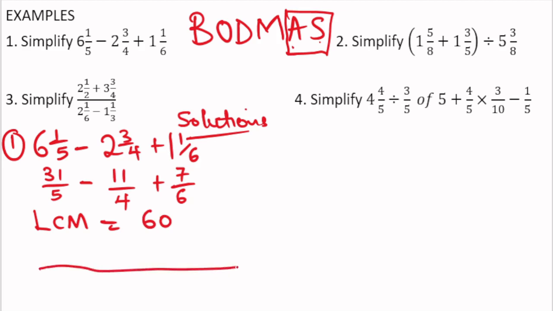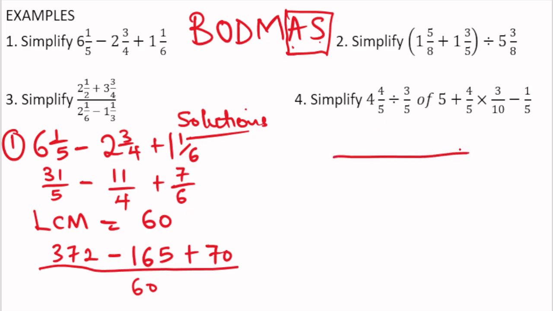So, all over 60. 60 divided by 5 is 12. 12 times 31 is 372, minus 60 divided by 4 is 15. 15 times 11 will have 165, plus 60 divided by 6 is 10. 10 times 7 will have 70. So from the rule of BODMAS, remember, since subtraction came first before the addition, we'll have to subtract these two numbers before we can add 70. Now, still all over 60.